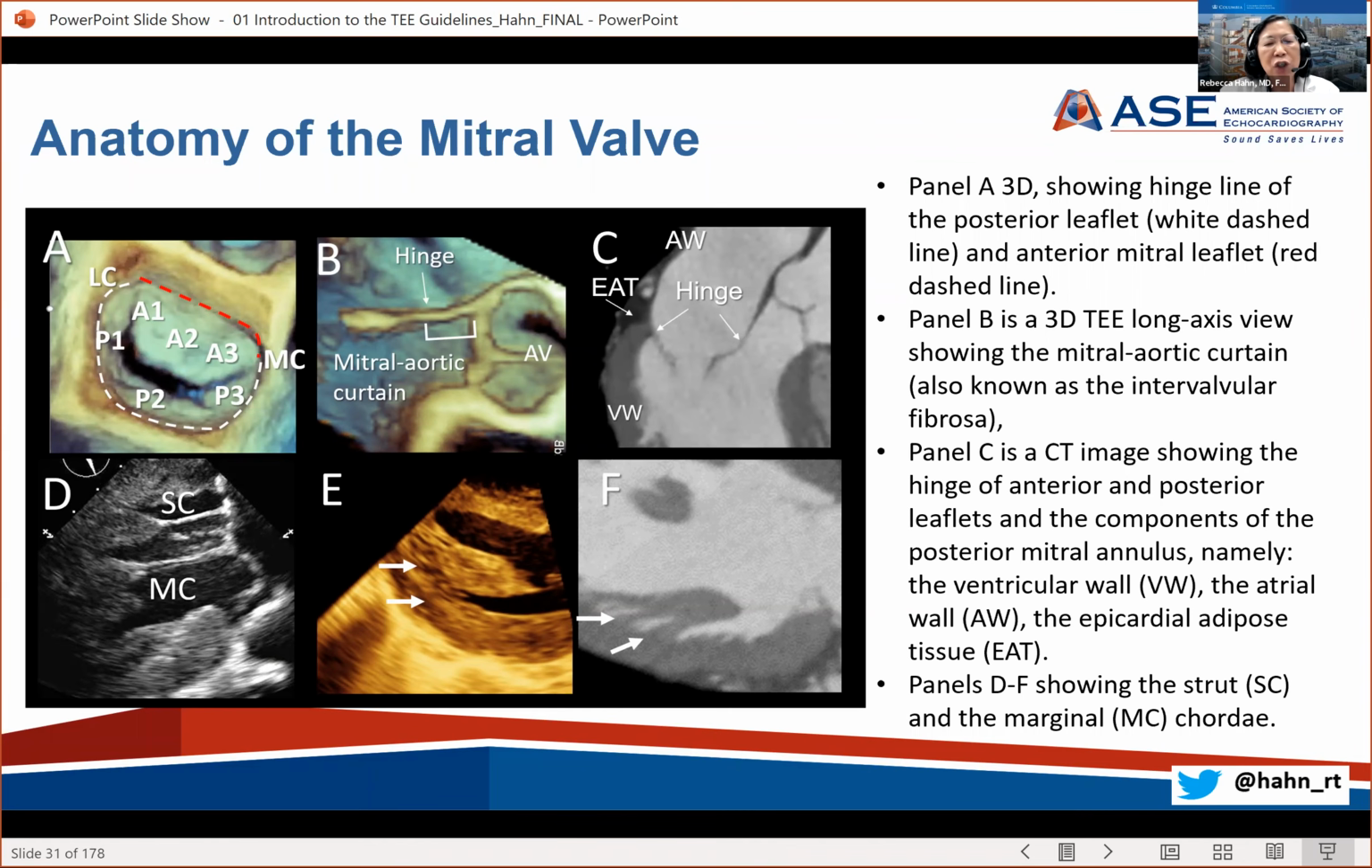And then the bottom images are just to show you the complex nature of the papillary muscles and chordal apparatus, remembering that the compacted portion of the myocardium is where the endocardium of the LV is, and the papillary muscles should never be included when you're assessing LV size and function.